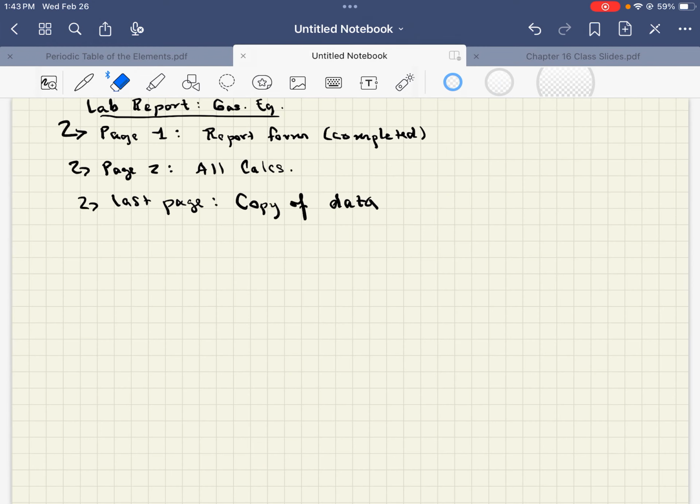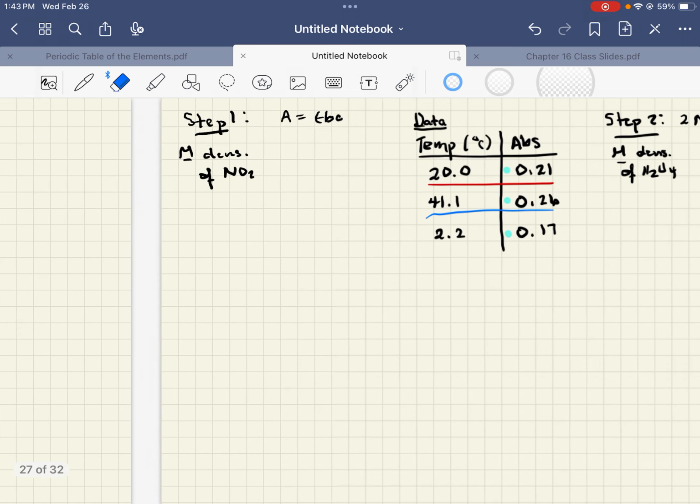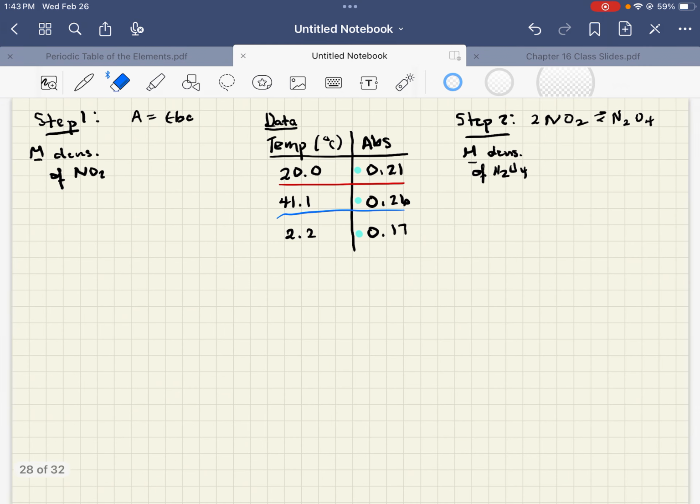All right, so for this lab report, which is the gaseous equilibrium lab report, I want three things. One, I would like the report form completed. Two, I would like all of your calculations associated with it. And then the last page, the copy of the data. And so ultimately, we're going to jump right in and we're going to talk about the data that we collected.